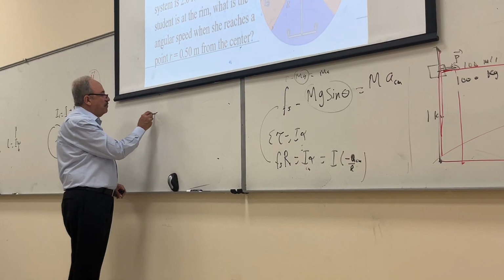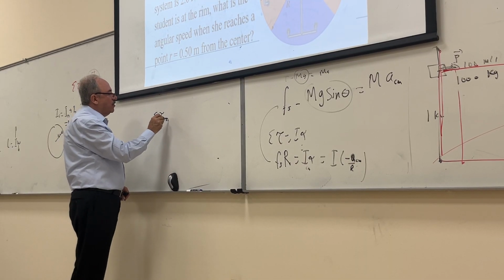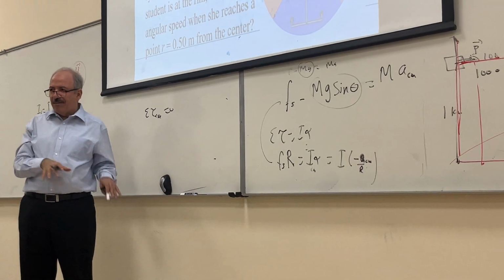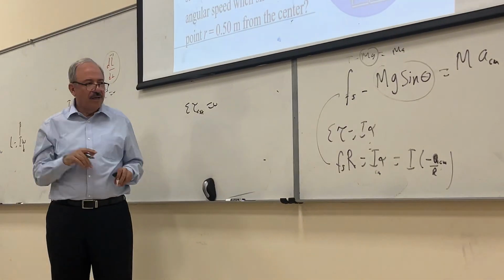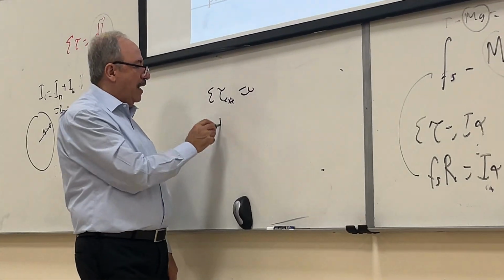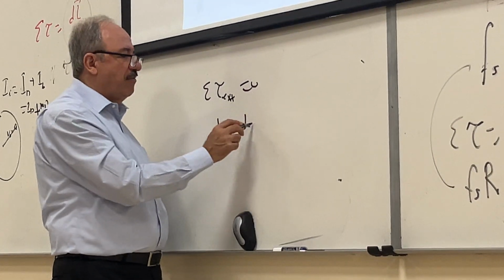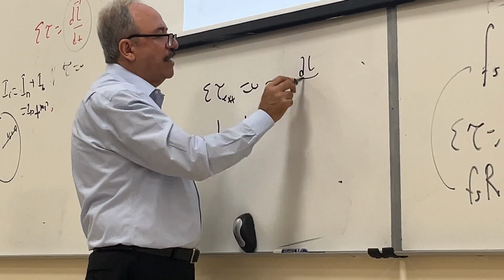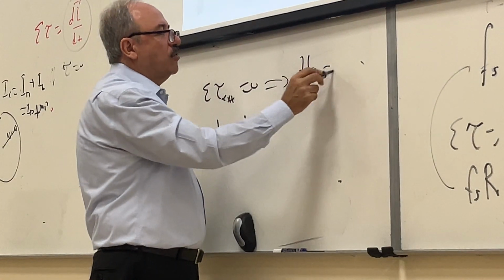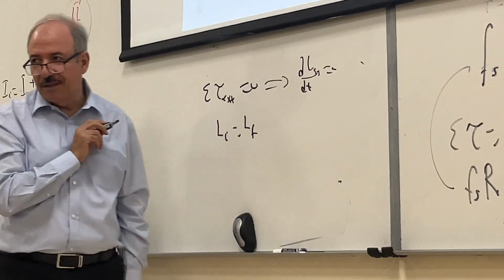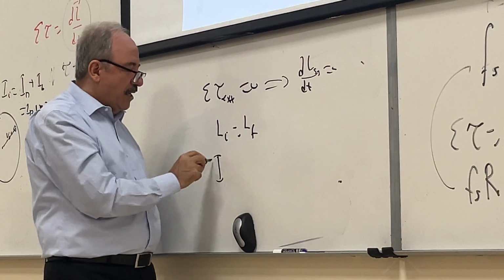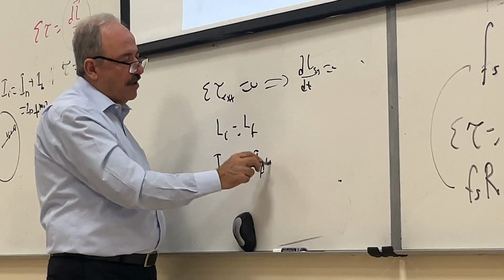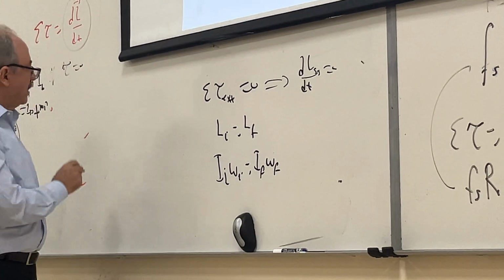So the sum of the external torques is equal to 0 because this is one system. The student and the platform are one system. Then L initial is equal to L final. Angular momentum is conserved. This means dL by dt for the system is equal to 0, so L for the system does not change. What's L? I initial omega initial should be equal to I final omega final. Now let's calculate what's I initial.